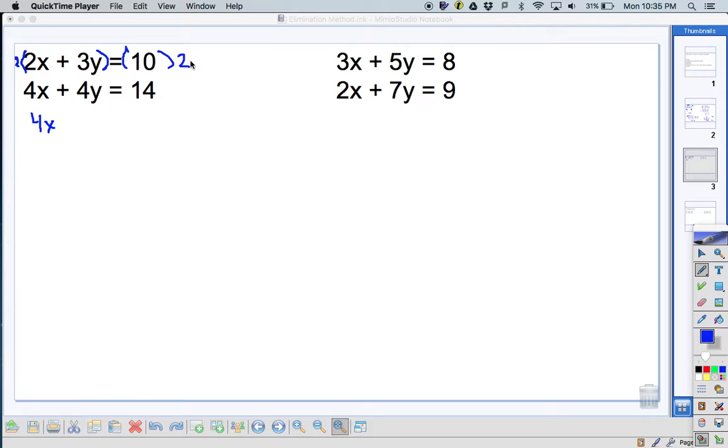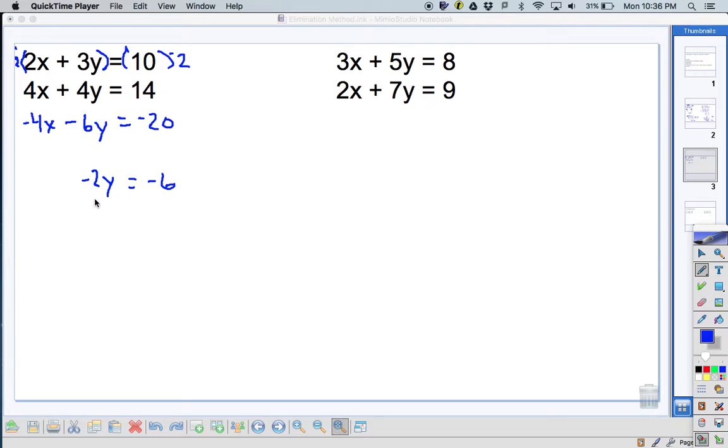As a matter of fact, let's multiply it by -2, and then I don't have to subtract later. So we got -4x. -2 times 3y is -6y. Over here, 10 times -2 is -20. Okay, so we multiplied everything by -2. So now I see a 4x and a -4x, and now I'm all set to add up. So 4x minus 4x is nothing. 4y minus 6y is -2y. And 14 minus 20 is -6.